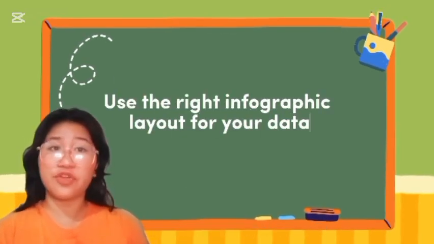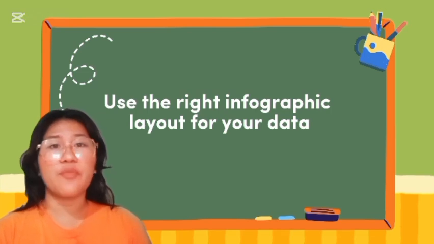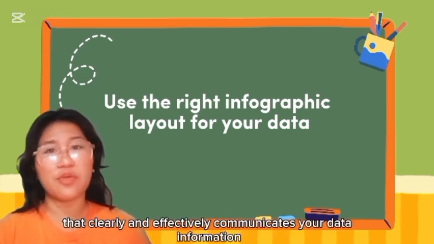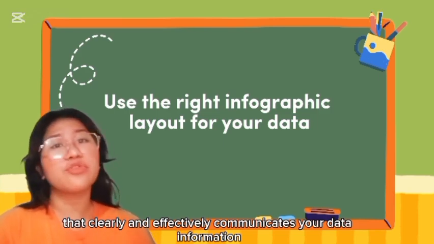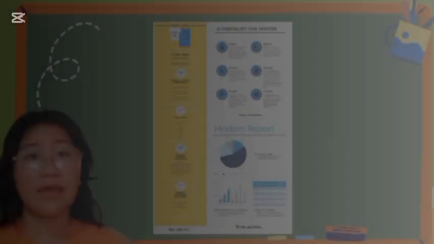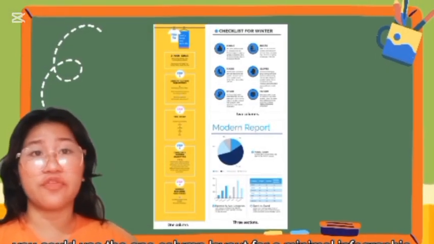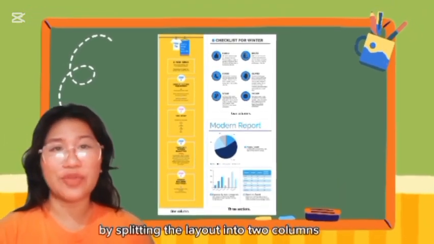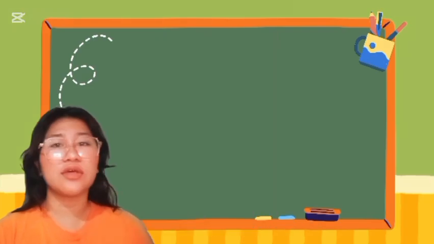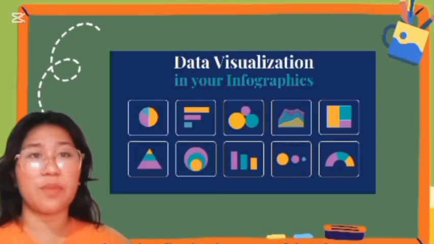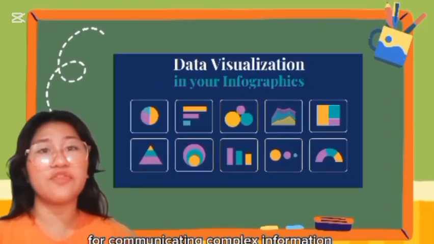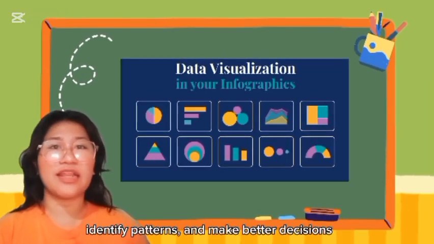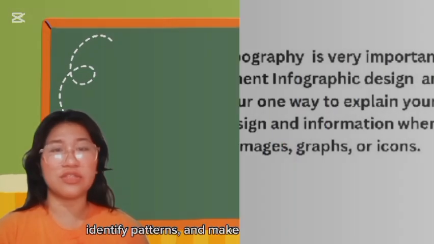Next, use the right infographic layout for your data. The most important factor is selecting a layout that clearly and effectively communicates your data information to your target audience. For example, you could use a one-column layout for a minimal infographic or create a list infographic by splitting the layout into two columns. Also, data visualization is a powerful tool for communicating complex information in a clear and engaging way. It can help us to understand trends, identify patterns, and make better decisions.